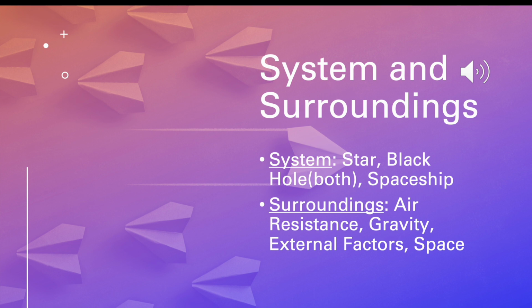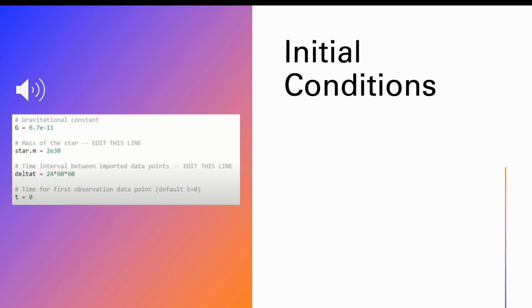The systems and surroundings are as follows. The systems are the star, the black hole, which is both a system and a surrounding, and the spaceship. For surroundings, we have air resistance, gravity, external factors, and space. The initial conditions for most of the experiment are to the left, where the gravitational constant is 6.7 e to the negative 11, the mass of the star is 2 e to the 30, and the time that we allocated was 24 times 60 times 60.